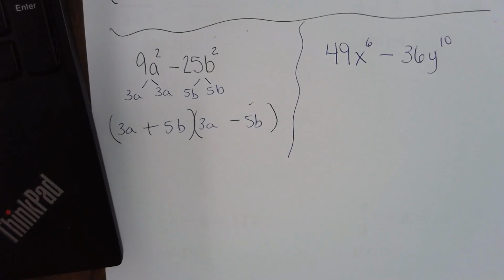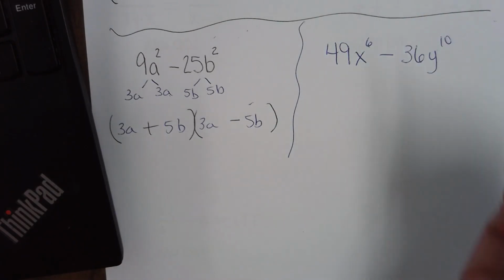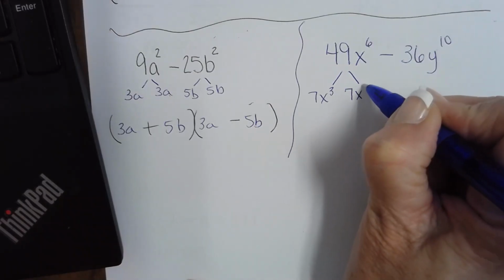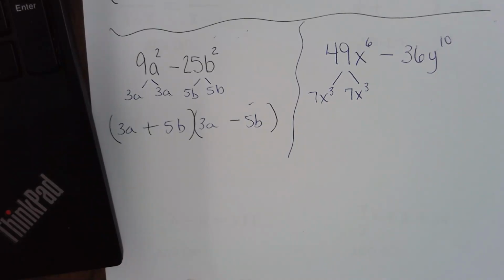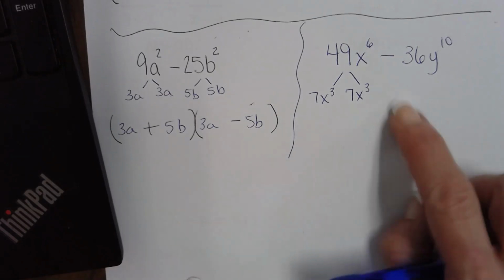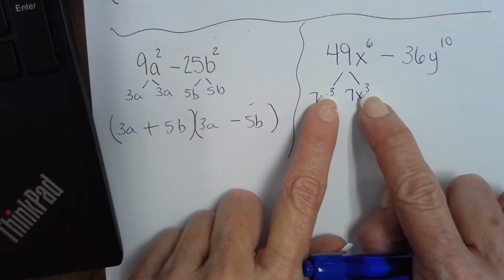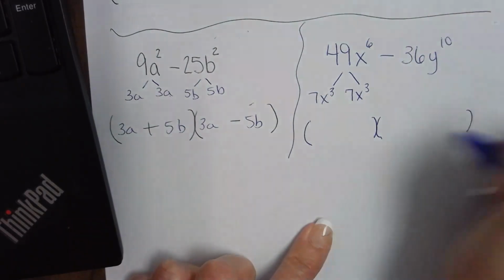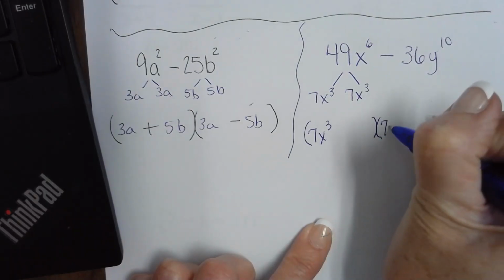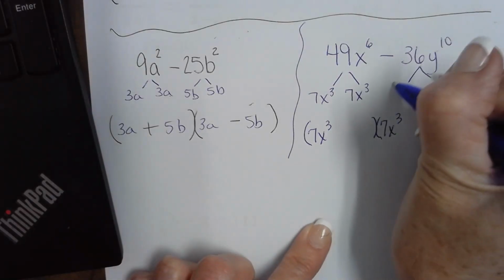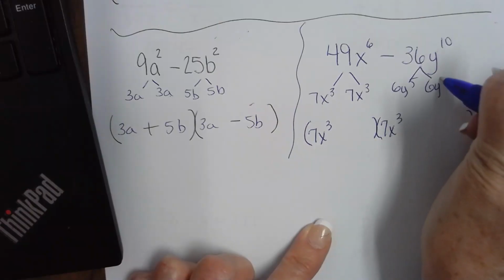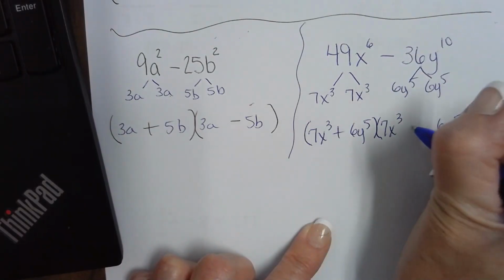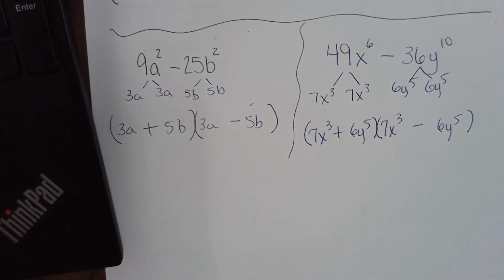Okay, y'all ready? All right. 7x to the third times 7x to the third is how this breaks down. Remember, y'all, when we are multiplying variables, we add the powers. So that's why it's x to the third and x to the third. So that goes in the front slots of each parenthesis. Okay? The last term breaks down into 6y to the fifth times 6y to the fifth, and that goes in the last slots. One sign plus, one sign minus. Easy? Yep.